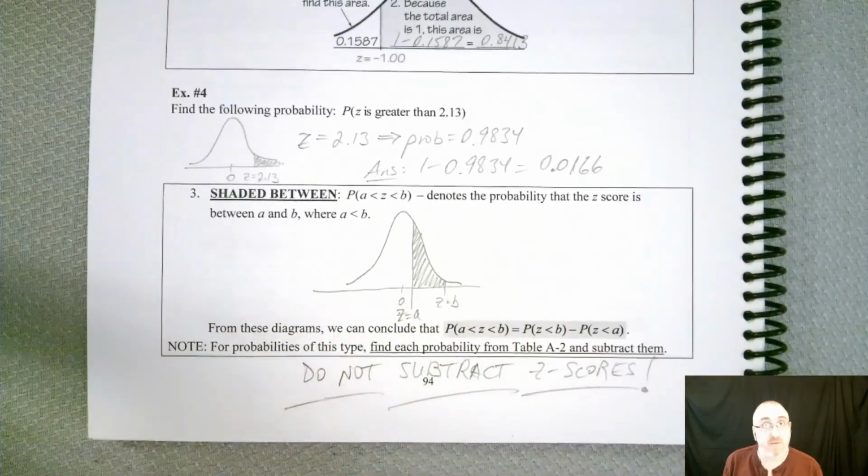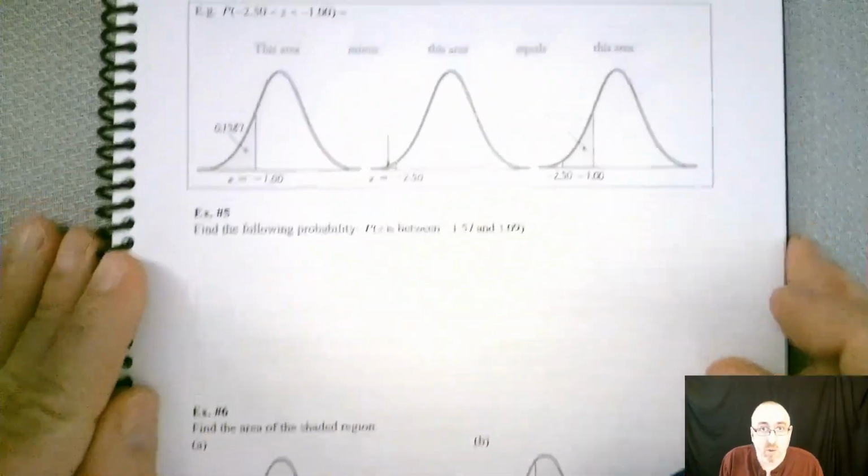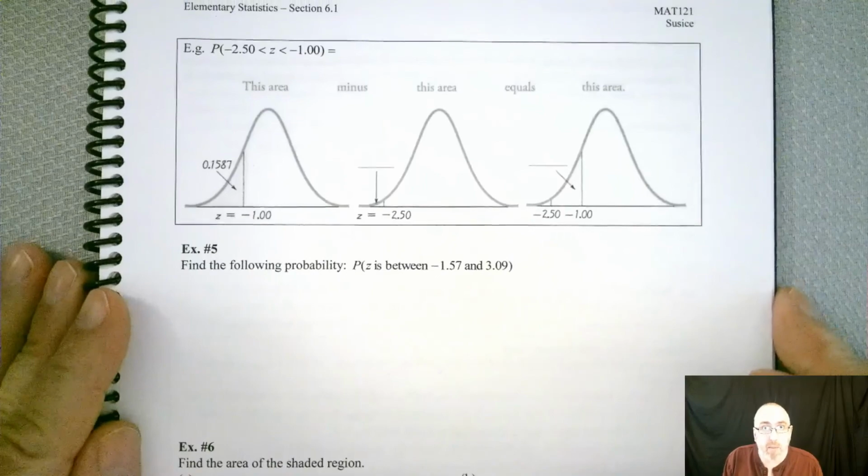All right, that's a very common mistake. You can only subtract probabilities. You can't subtract z-scores. That won't work. So let's do a breakdown and then we'll try a problem.